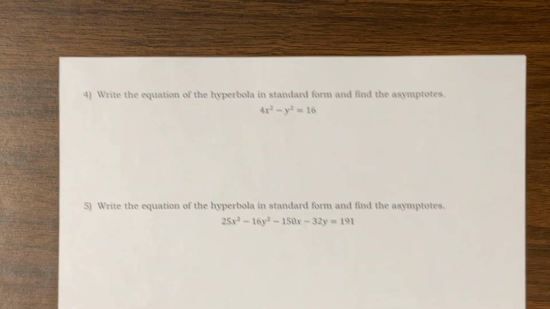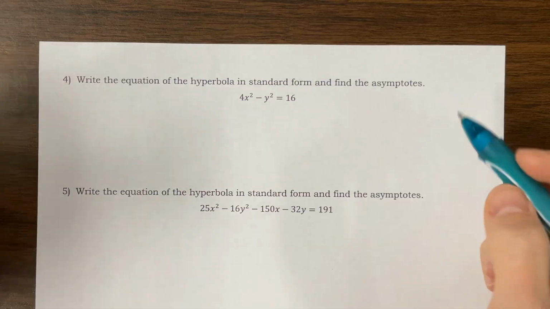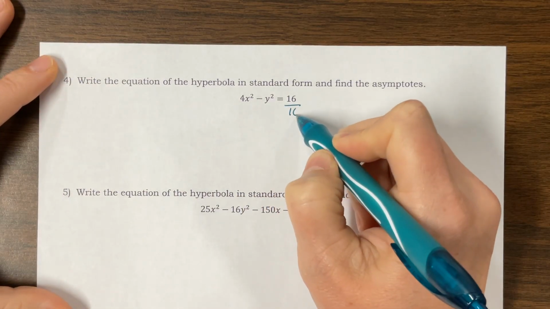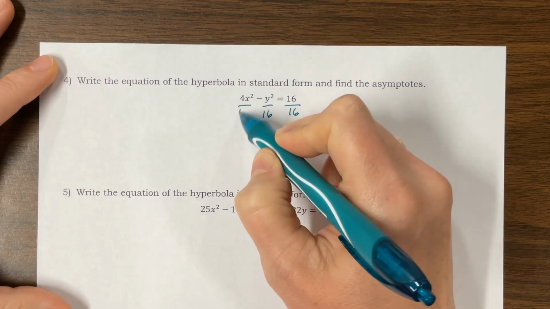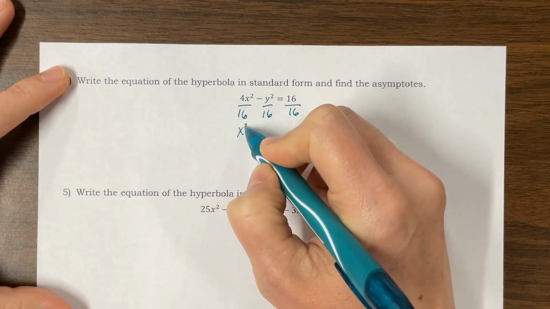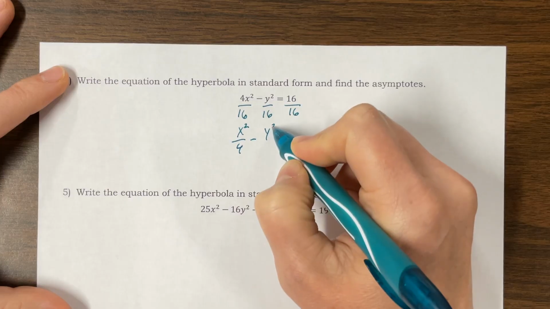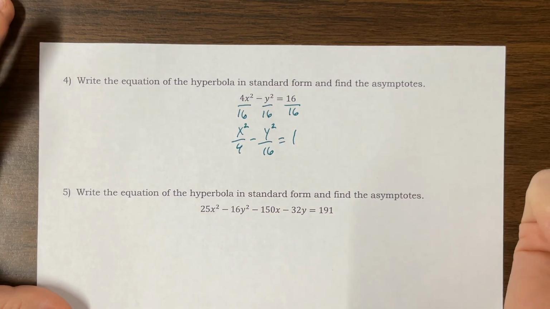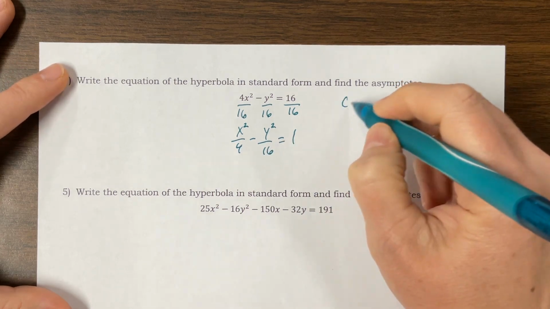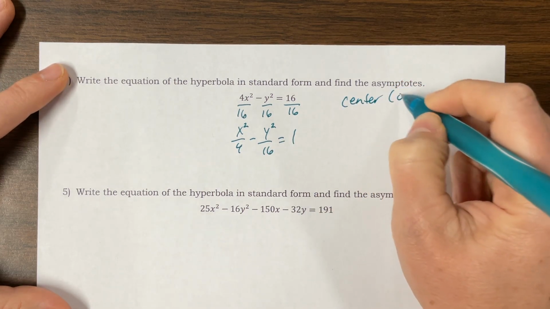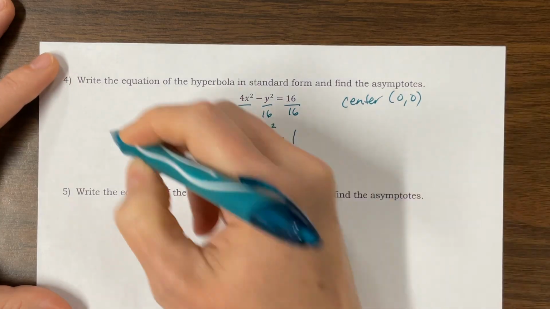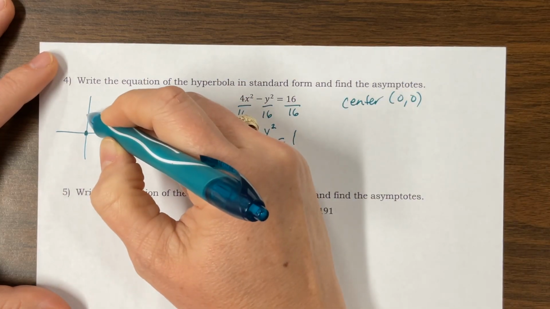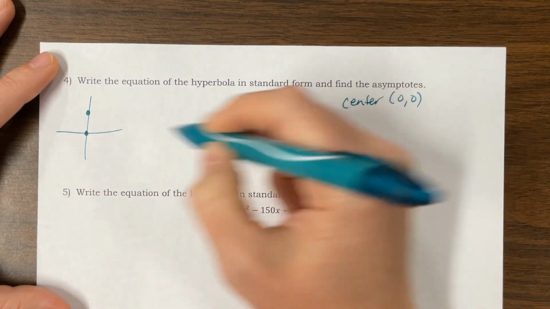Okay, so write the equation of the hyperbola in standard form and find the asymptotes. So on this one, we need to make this equal to a 1. So we're going to divide everybody by 16. And this gives me x squared over 4 minus y squared over 16 is equal to 1. Find the asymptotes. Well, notice the center is 0, 0. So if I were to graph this, I'm at 0, 0. And how much did I move in the y direction? I'd go 4 units up. I'd go up 4 and over 2.